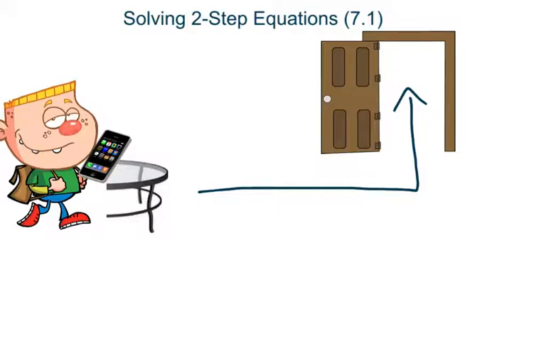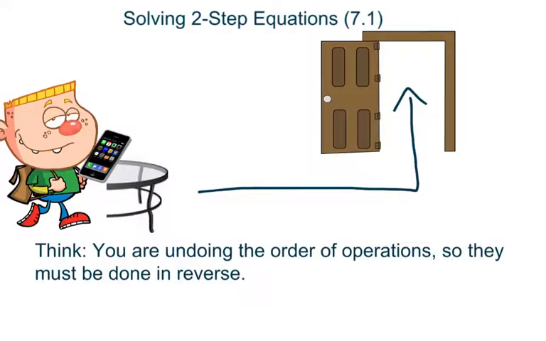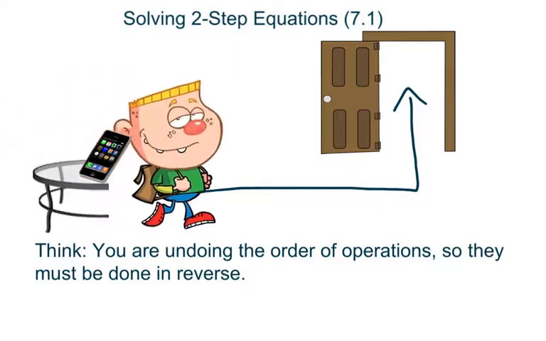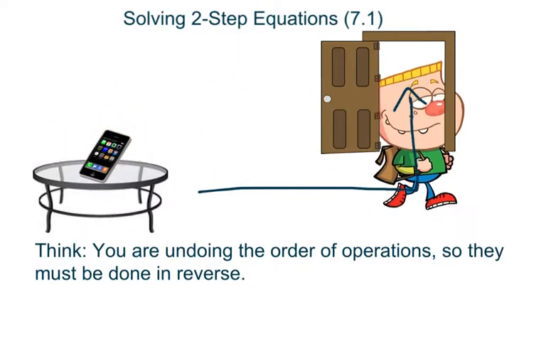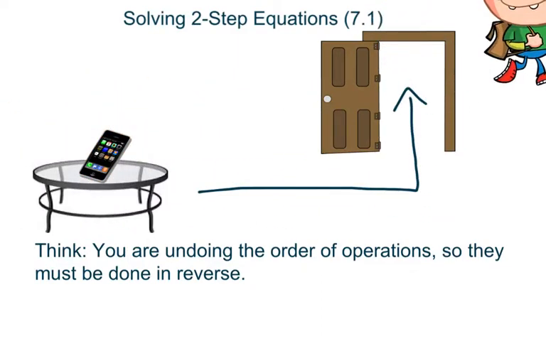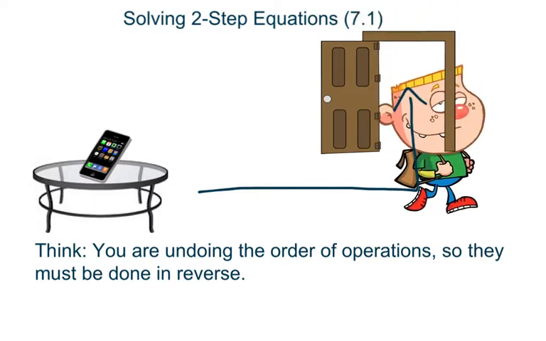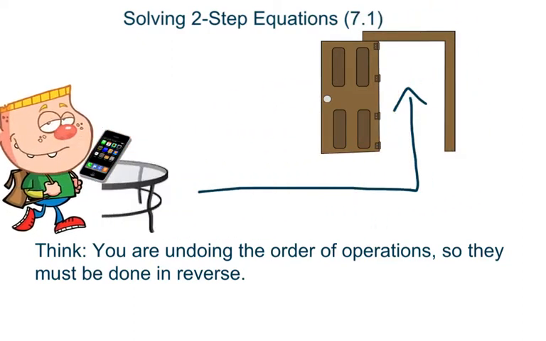Order of operations works the same way when you solve equations. So think, you are undoing the order of operations, so they must be done in reverse. Just like you went straight, then left, and then out the door. Now you go in the door, right, and back there. So you're going backwards, or in reverse.